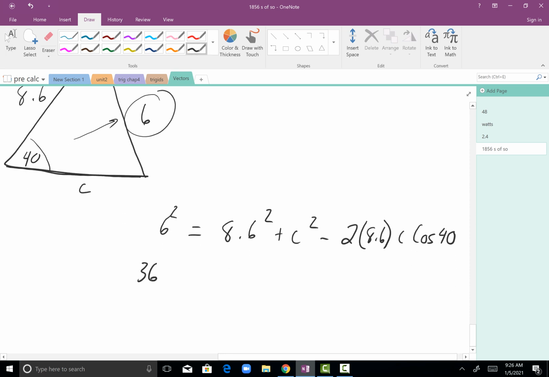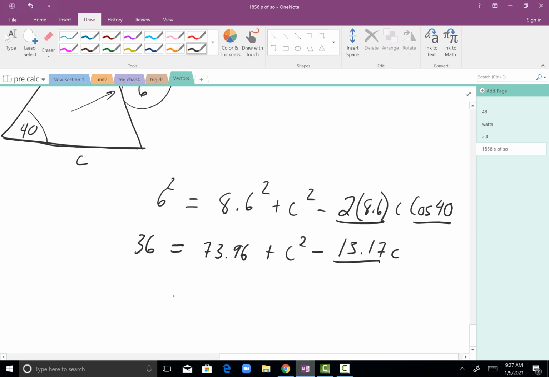And here we're just going to work through this. There's not much else we can do right now. So now I'm going to take 2 times 8.6 times cosine of 40, and we get 13.17c. So this times this is 13.17.